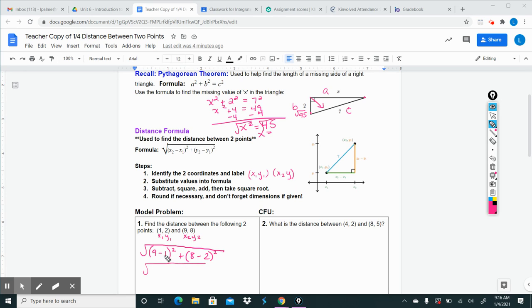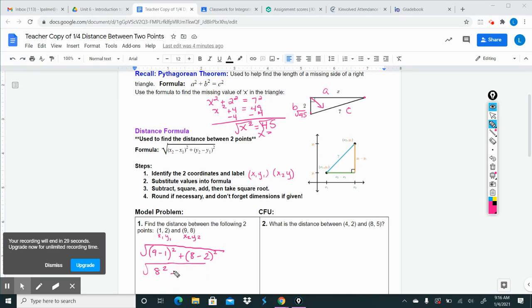So we're going to now subtract. We have 9 minus 1 is 8 squared plus 6 squared. And we have 64 plus 36, which is 100. And the square root of 100 is 10. Any questions? Let me know.